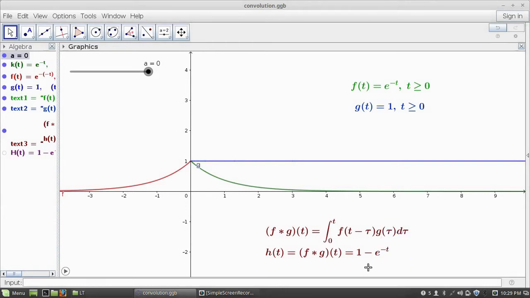And we can see that 1 minus e raised to minus t is the function. This is the graph of 1 minus e raised to minus t, and this is the third function. So the first function is f(t) equal to e raised to minus t, and the second is the constant function 1, and that will generate a third function. And see how this third function is generated.